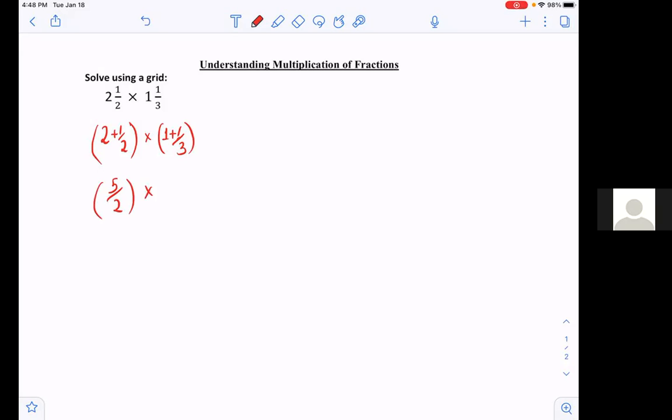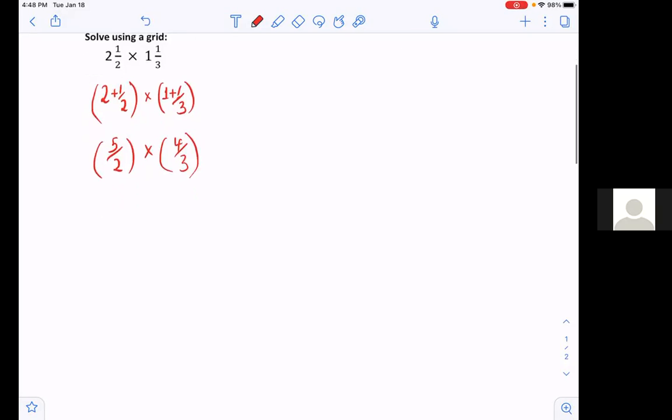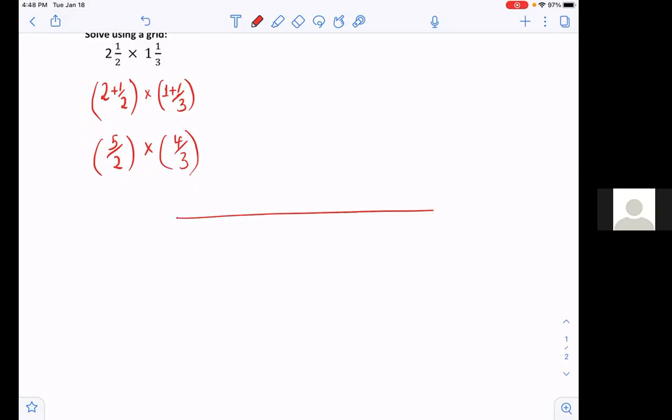In 1, there are 3 thirds. Adding the third that is there, we make 4 thirds. So we need to show this multiplication using a grid. So I'm going to use a rectangular grid, and I'm going to show my first fraction 5/2 horizontally, and my second fraction 4/3 vertically.